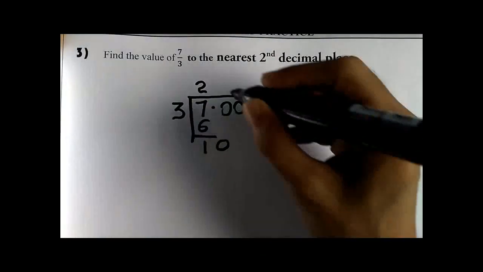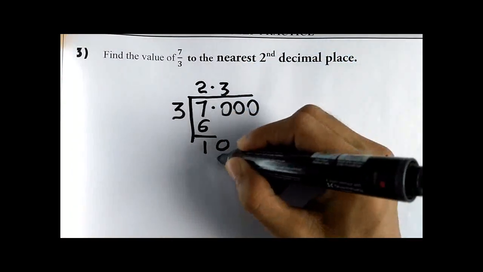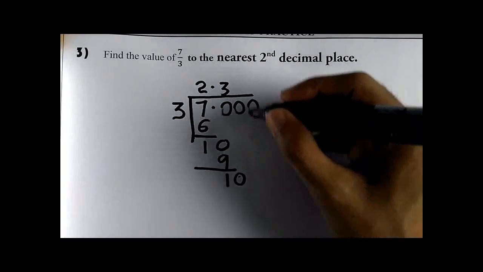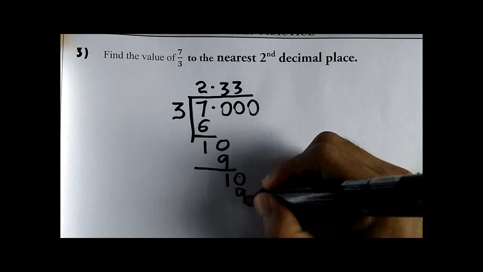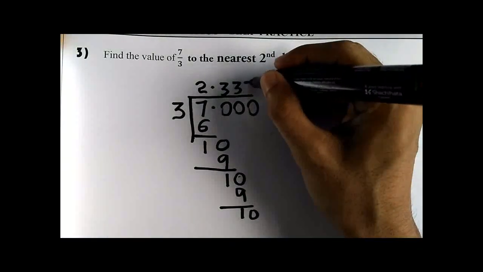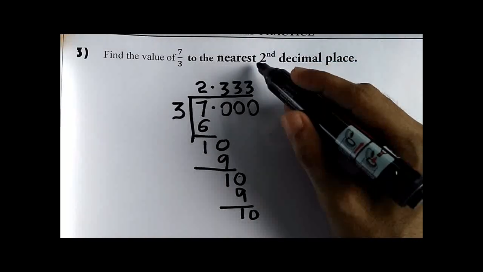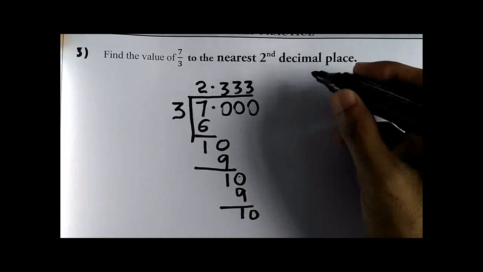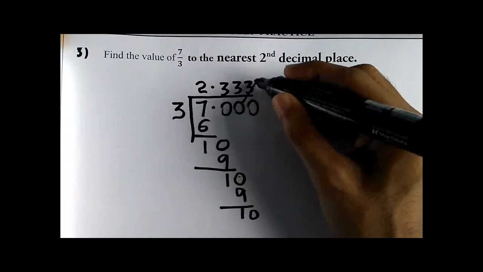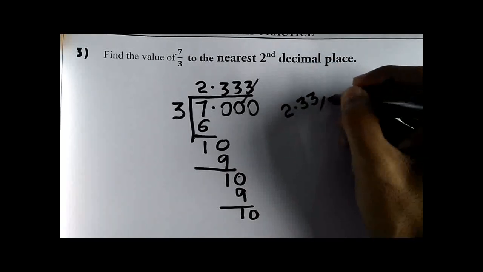In 10 how many 3s are there? We'll place the point. In 10 there are 3, and 3 3s are 9. Again we see 1 is the difference. Again 10, and 3 3s are 9. Again we subtract, 1 is remaining, and we take another 0. So 2.333 is the answer. They are asking us to round off to the nearest second decimal place. We can ignore the last digit, and since it is less than 5, we don't need to add anything. So 2.33 is the answer.